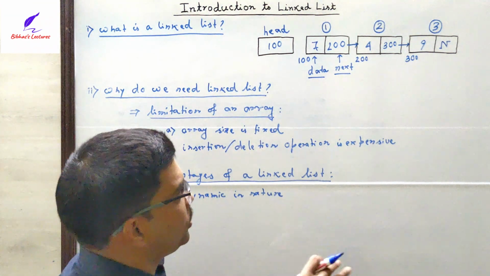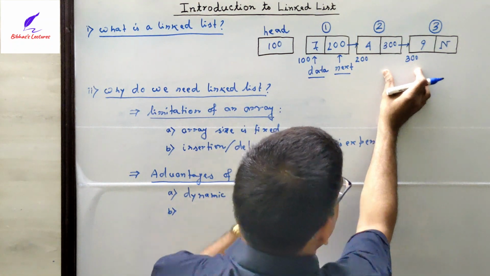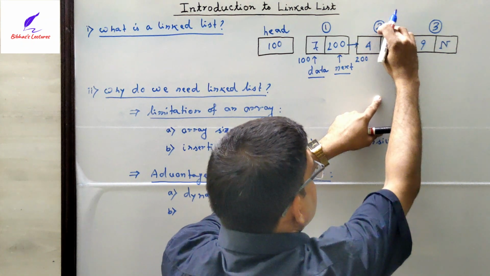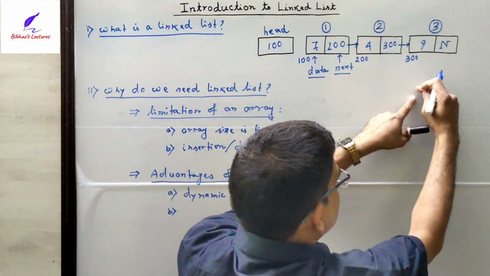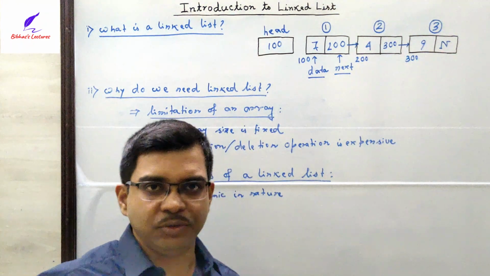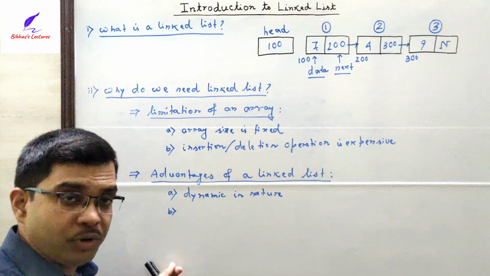Similarly if you want to insert an element between position 2 and 3, we will create the node here, then we will make a connection between second node and new node, and between new node and the third node. So we do not need to shift any node. So it is very easy to insert or delete a node in a linked list.